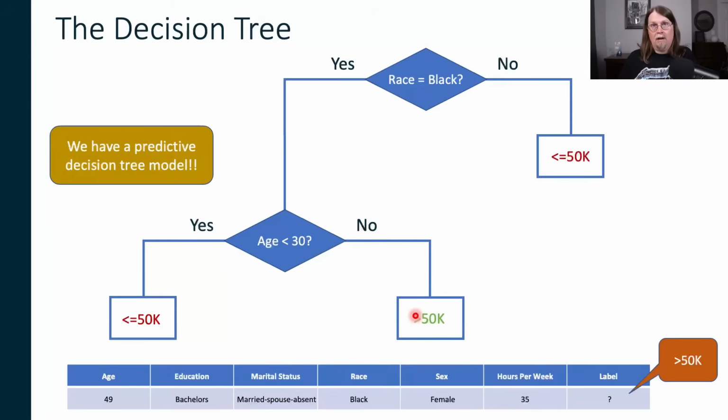So for example, this is basically saying, look, anybody in the United States who does not have the racial designation of black, they always make less than or equal to 50K, which, if you know anything about the US economy, is completely bogus.